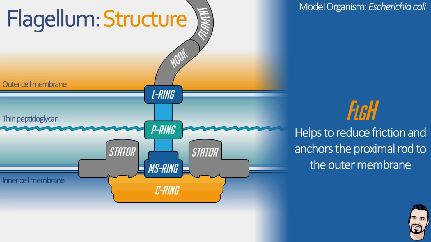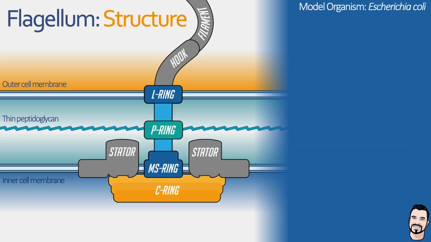Now, the L ring acts in a similar way to the P ring, helping to provide mechanical stability, reduce friction, and anchor the proximal rod within the outer cell membrane of the bacterial cell wall whilst it rotates at high speed. And so with that, we come to the end of the motor section, which generates rotational torque for the bacterial flagellum.